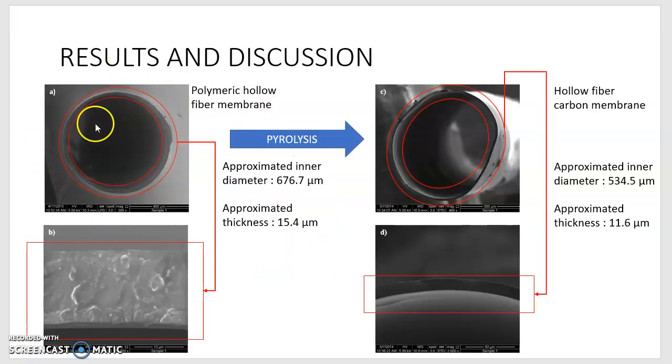Image A is the cross-sectional angle of the polymeric hollow fiber membrane, and image B is the higher magnification on the membrane layer, which is symmetrical and dense. The next image, which is C, is the hollow fiber carbon membrane, and D is its higher magnification that shows the structure is as well symmetrical and dense. Based on the approximated inner diameter and thickness, there is a densification occurring due to sintering effect.